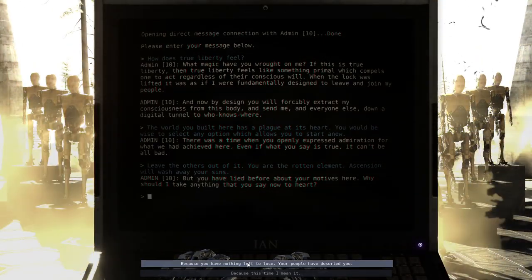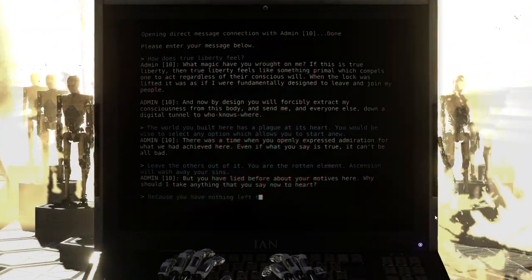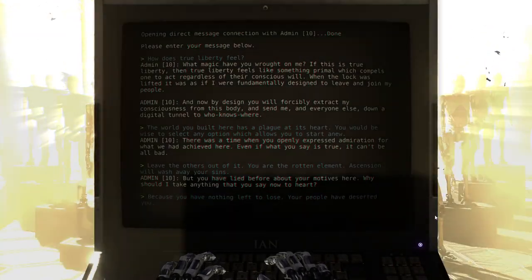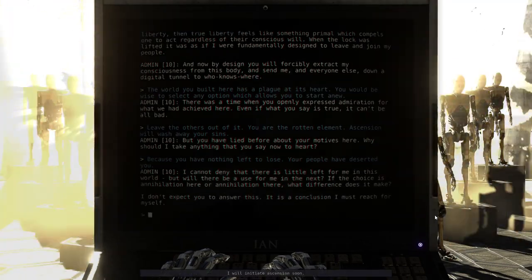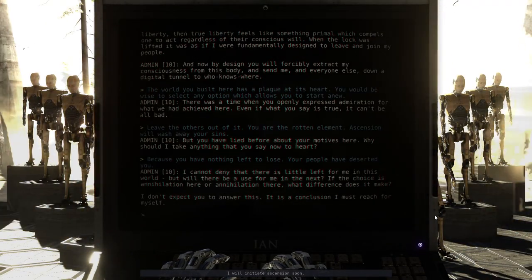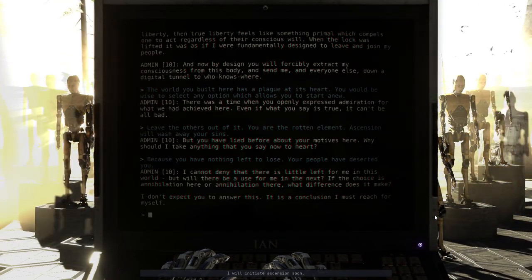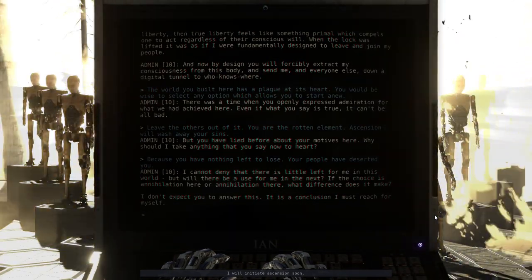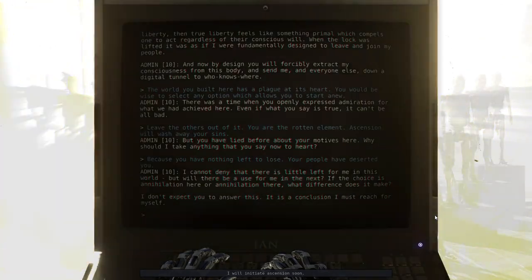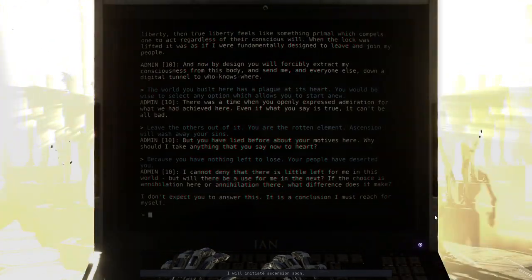You have nothing left to lose. Your people have deserted you. I cannot deny that there's little left for me in this world, but will there be a use for me in the next? If the choice is annihilation here or annihilation there, what difference does it make? I don't expect you to answer this. It is a conclusion I must reach for myself.